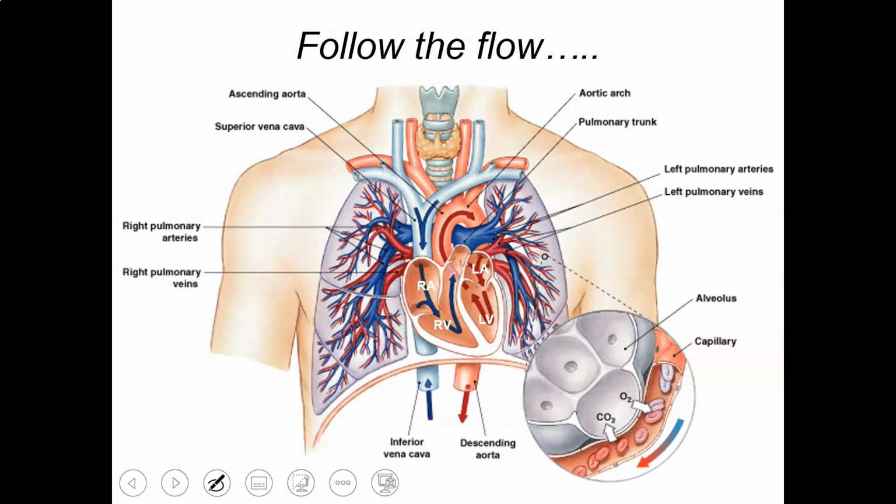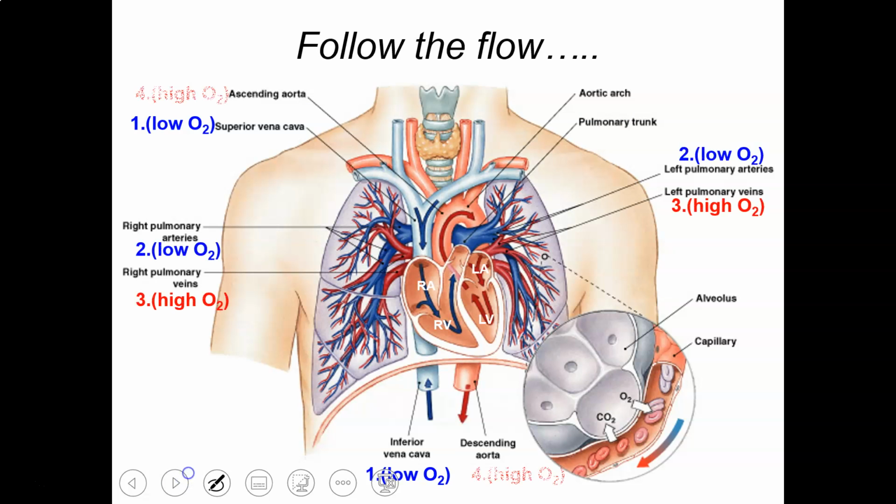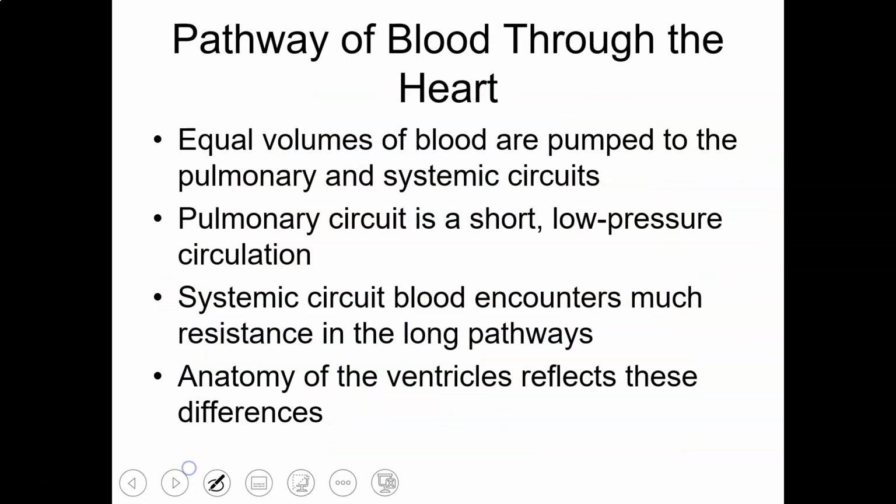There's another great view of this. Low oxygen blood, high oxygen blood. Make sure that you can do the pathway of blood through the heart. Equal volumes on both sides. The pulmonary circuit is short and low pressure. The systemic circuit, there's lots of resistance.